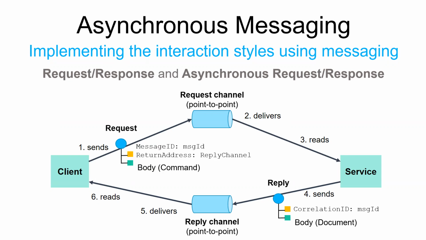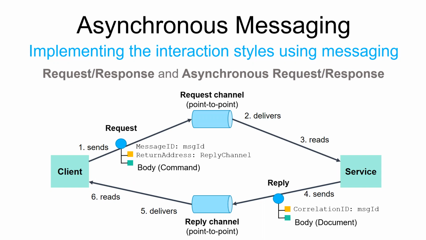The client sends a command message, which specifies the operation to perform and parameters, to a point-to-point messaging channel owned by a service. The service processes the request and sends a reply message, which contains the outcome, to a point-to-point channel owned by the client.